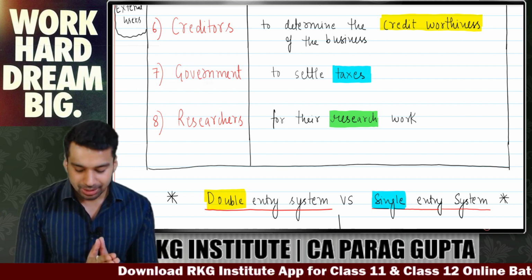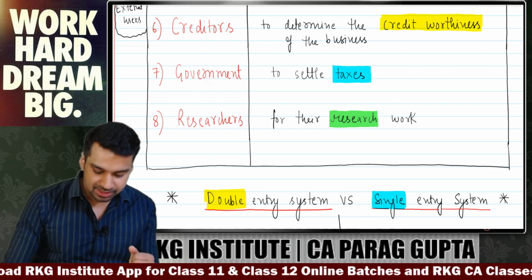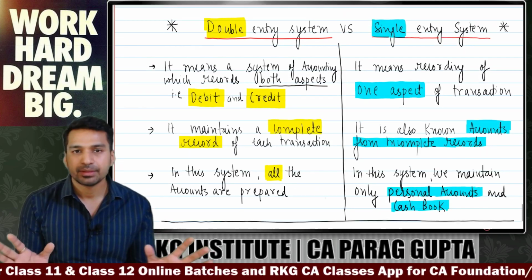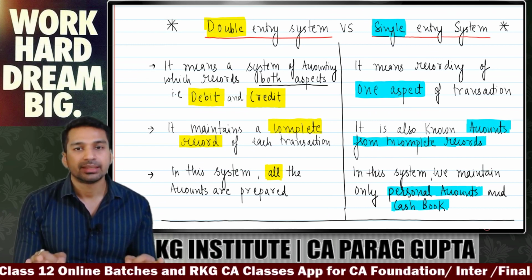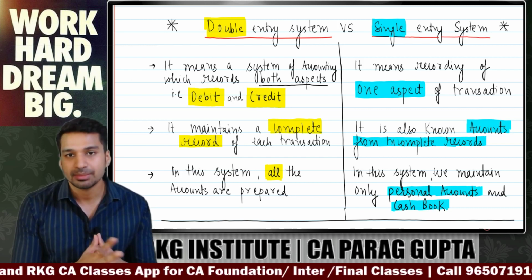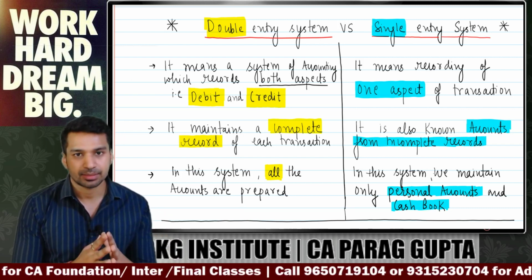Now let's move on to the last topic of this chapter. It's a very basic topic. It's a difference basically. There are two systems of accounting. Don't worry, we will be studying the double entry system, but for the theory purpose we should know there are two types of system of accounting. One is double entry system and second is single entry system.